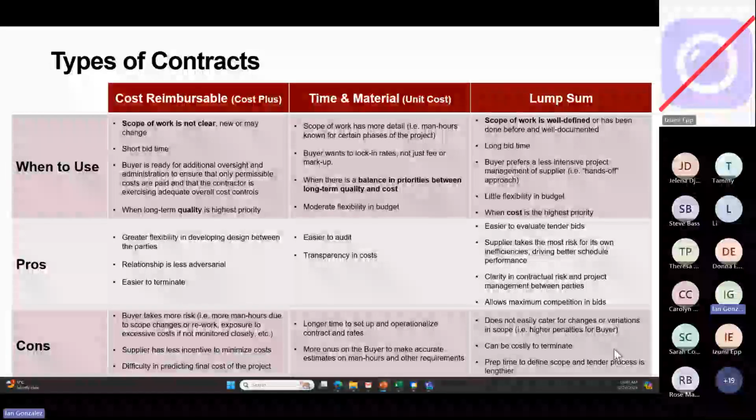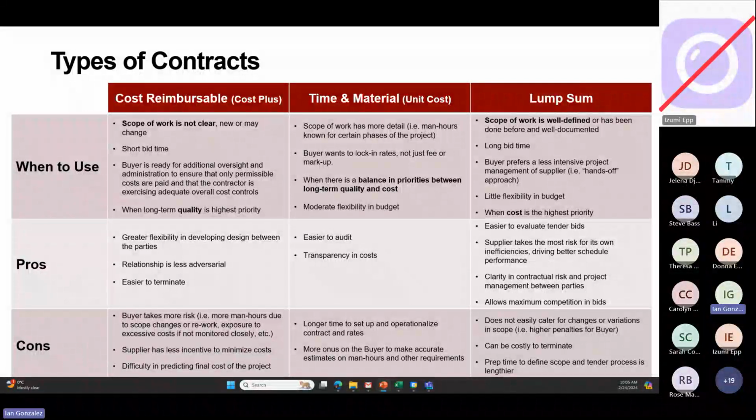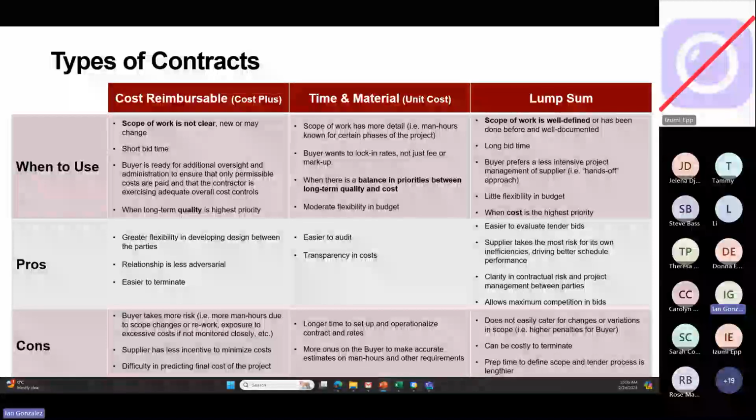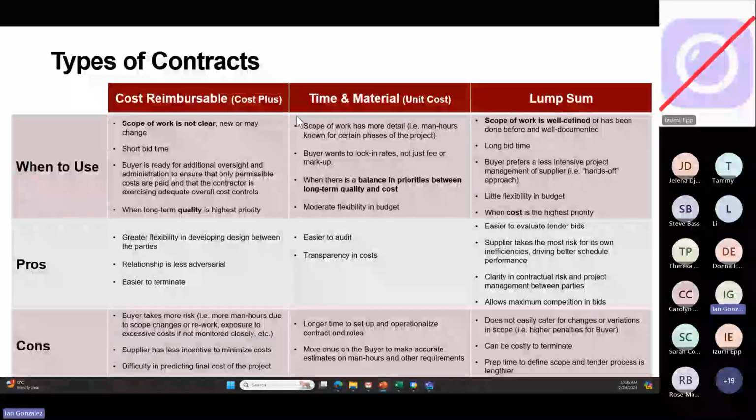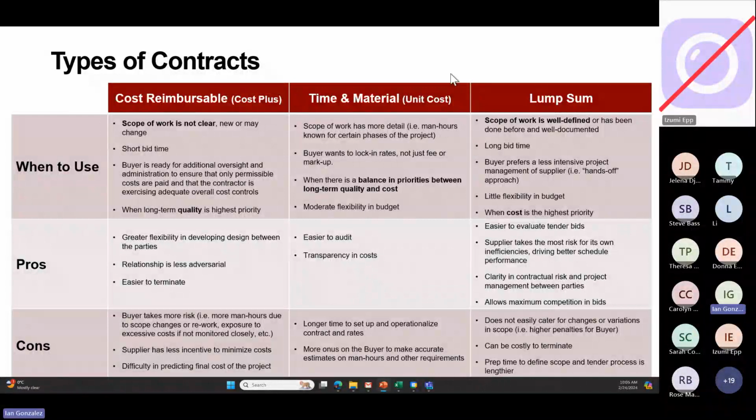The cons. It does not easily cater to changes or variations in scopes. In fact, the penalties are the highest for the buyer compared to the other types of contracts when you're using lump sum. Lump sum can be costly to terminate, right? It's the opposite of cost reimbursable. And the prep time to define scope and tender process is lengthier, of course. Okay. Any questions on these three classic types of contracts and when to use them?